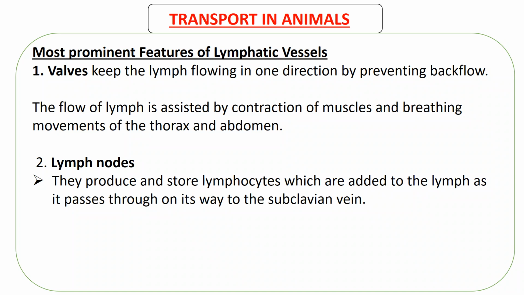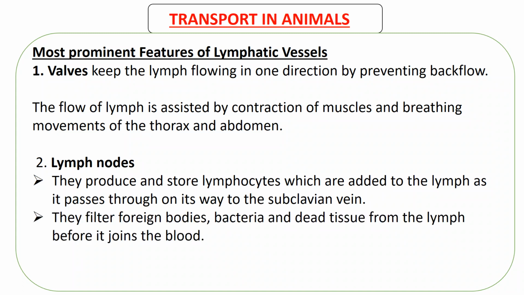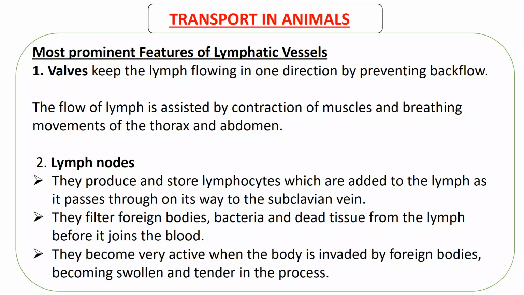Now, since the lymph is taken to the blood, it can happen that the lymph is infected. So how does the lymphatic system make sure that the lymph that is added to the blood is not infected? The lymph nodes also filter foreign bodies, bacteria, and dead tissue from the lymph before it joins the blood. So these are the functions of the lymph nodes. The last one is they become very active when the body is invaded by foreign bodies, becoming swollen and tender in the process. So when there is an attack on the body, the lymph nodes become very active to make sure that the body is well protected.